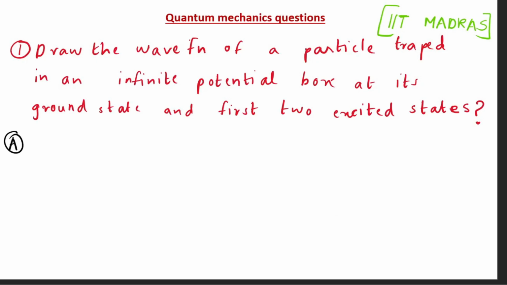Now let us move on to the quantum mechanics questions. This question was asked in IIT Madras. It starts from a simple question: draw the wave function of a particle trapped in an infinite potential box at its ground state and first two excited states. So we all know what the answer is, how to draw it.